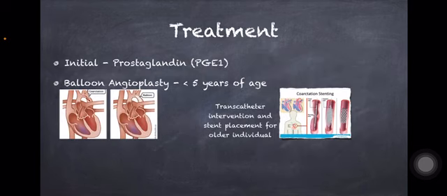Treatment of coarctation of aorta includes initially prostaglandin given to the patient, but balloon angioplasty is done for most patients that are less than 5 years of age, and for older patients transcatheter intervention is usually recommended.